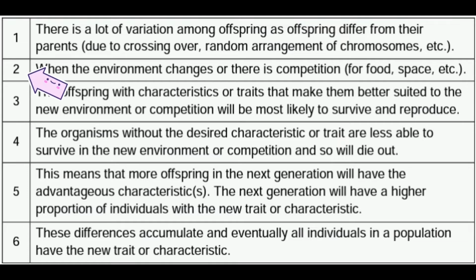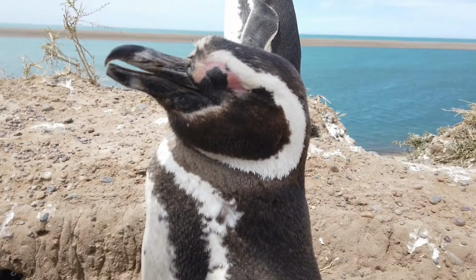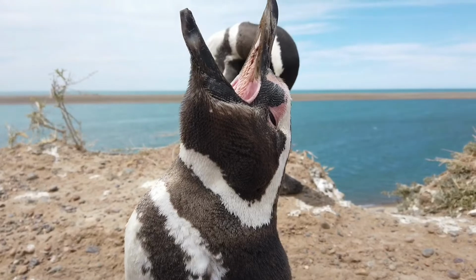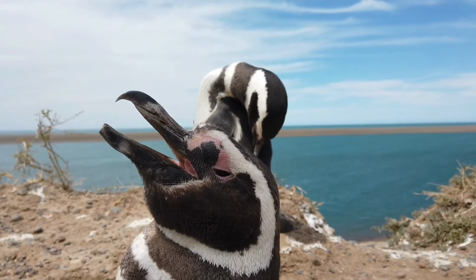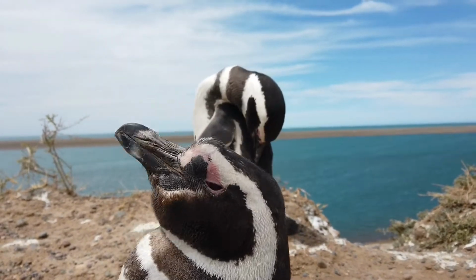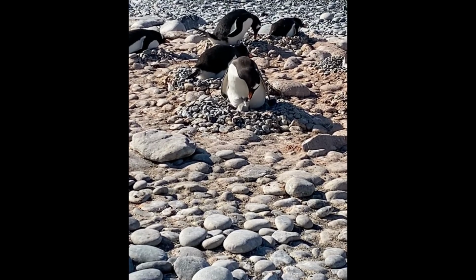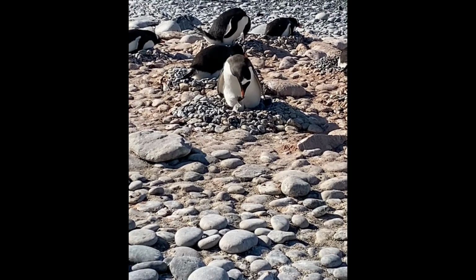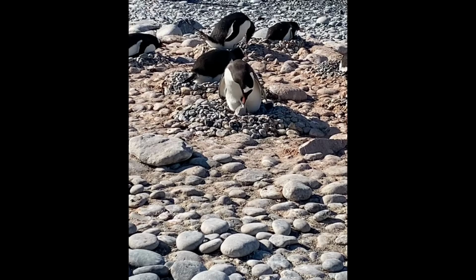When the environment changes or there is competition, for example for food or shelter, the offspring with the characteristics or traits that make them better suited for the new environment or competition will most likely survive and reproduce. The offspring without the desired characteristics or traits are less likely to survive in the new environment or competition and therefore will die out. This means that more offspring in the next generation will have the advantageous characteristics.